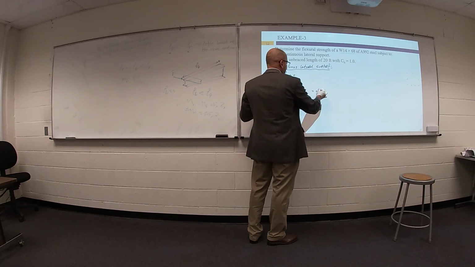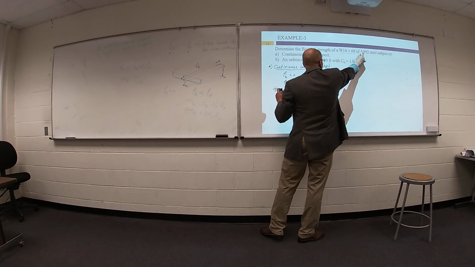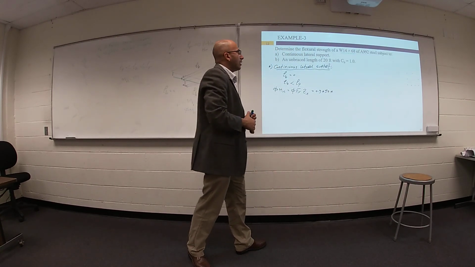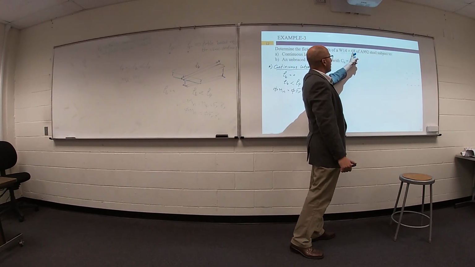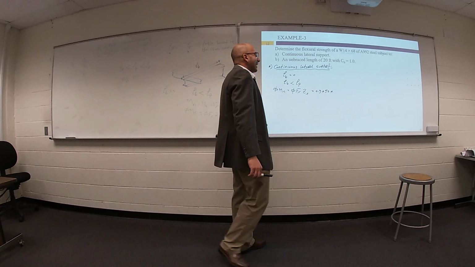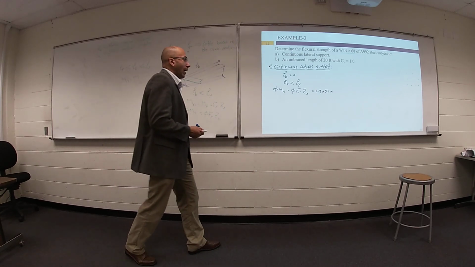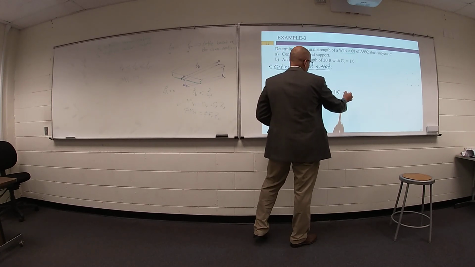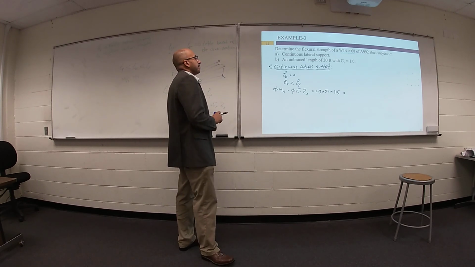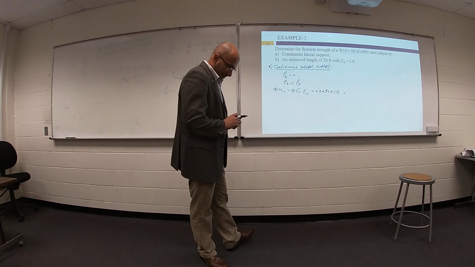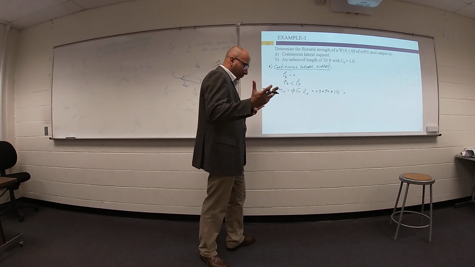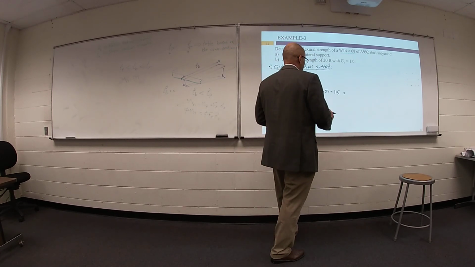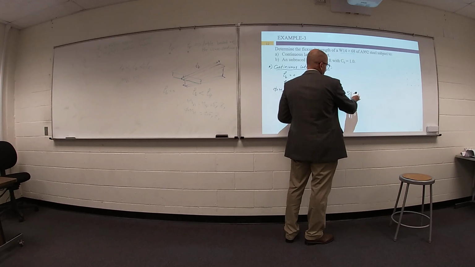So phi is 0.9, F yield for this type of steel is 50. ZX, go ahead, open your table for W14 times 68. What is the value of ZX? 115. So get your number, 0.9 times 50 times 115, something around 5,000.